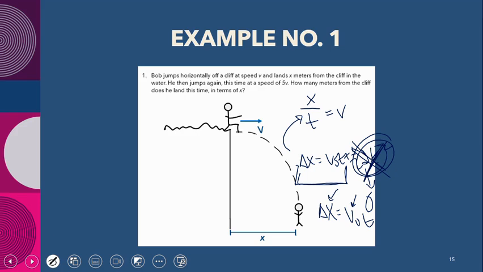Now, in the second scenario, he jumps at a speed of 5v. His time is the same. So in order for his time to be the same, what must we do to the left side of the equation? We also have to multiply that by 5. Because as we learned in algebra, to keep this equation balanced, we'd have to multiply both sides by the same constant, 5 and 5. Therefore, the second time he jumps, Bob lands 5x meters away from the cliff.